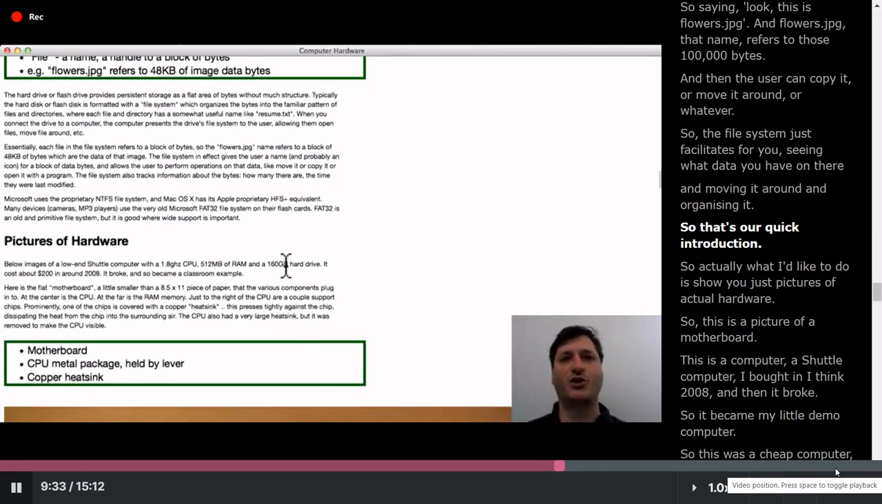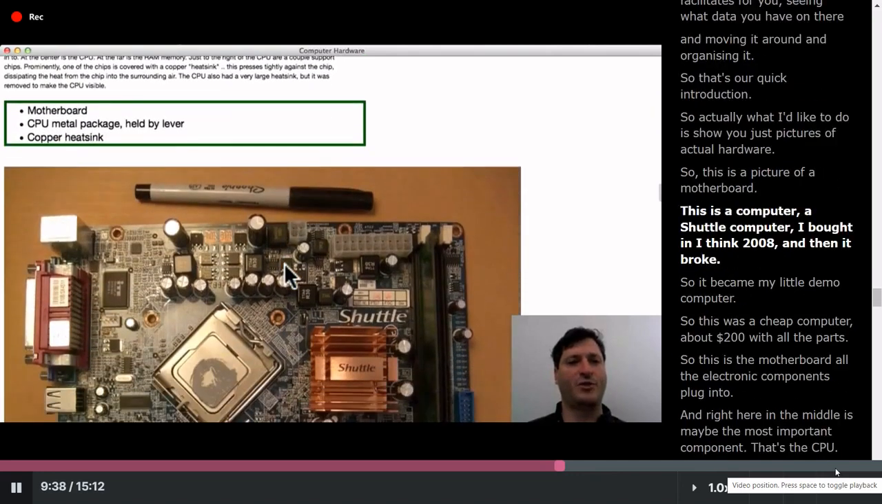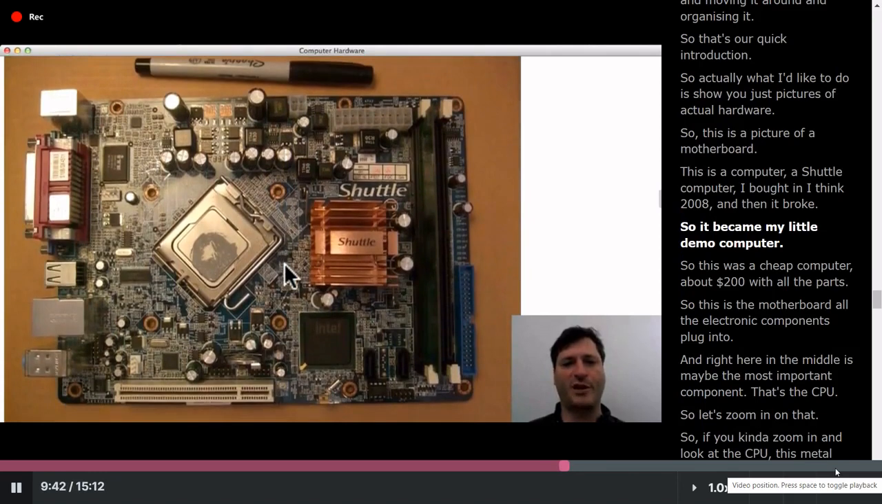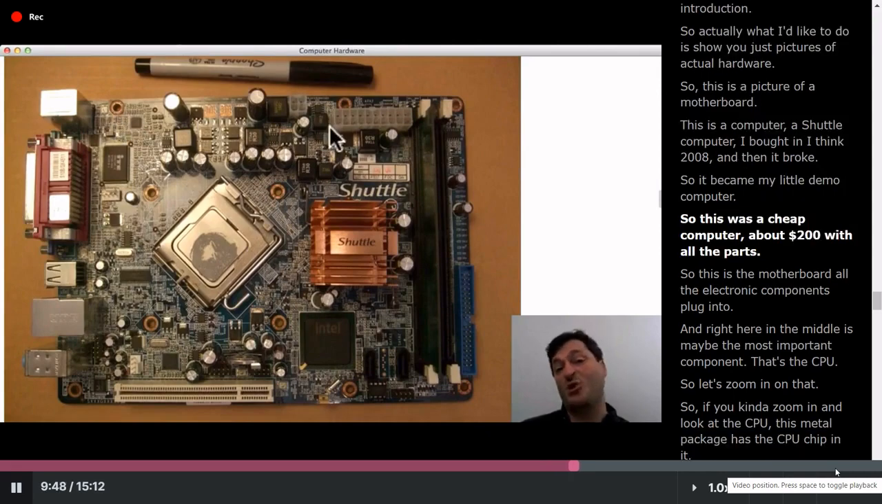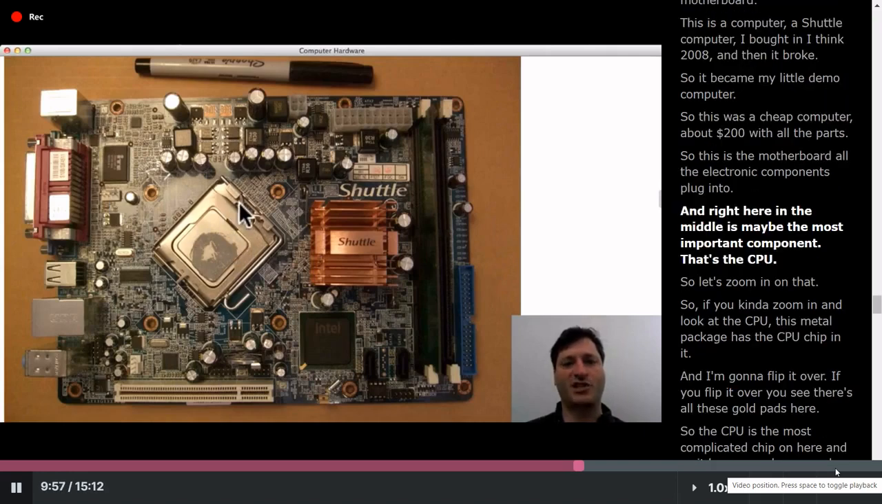So actually what I'd like to do is show you just pictures of actual hardware. This is a picture of a motherboard. This is a computer, a Shuttle computer I bought in, I think, 2008, and then it broke. So it became my little demo computer. This is a cheap computer, about $200 with all the parts. This is the motherboard, which all the electronic components plug into. And right here in the middle is maybe the most important component. That's the CPU.